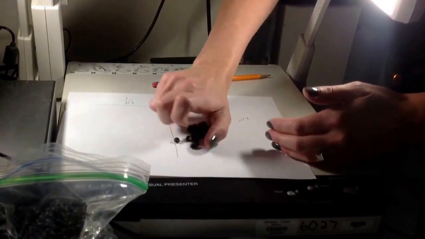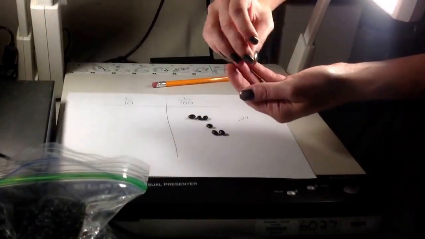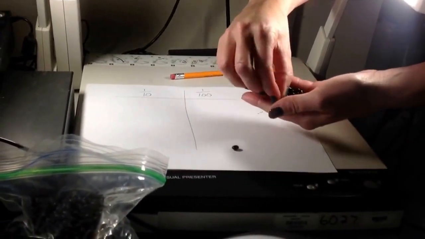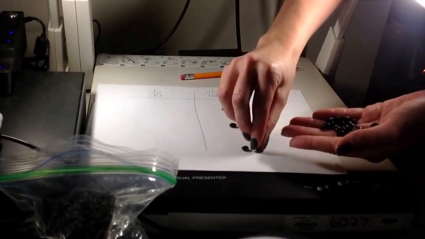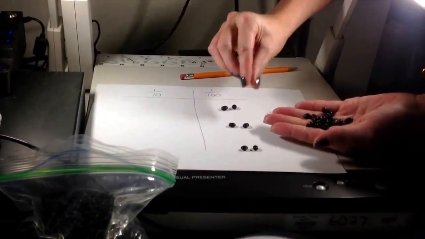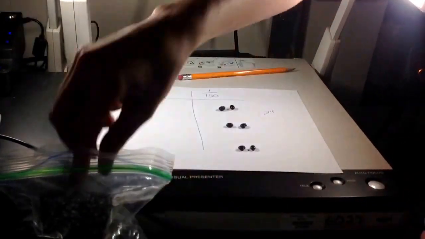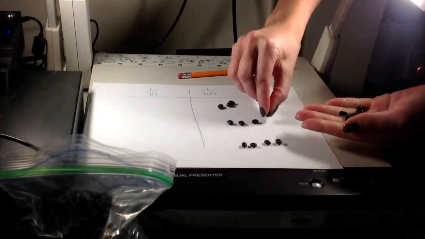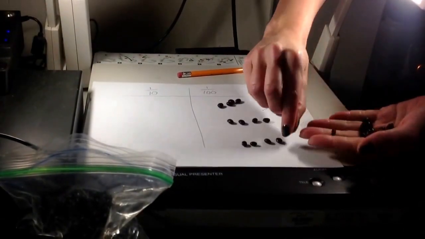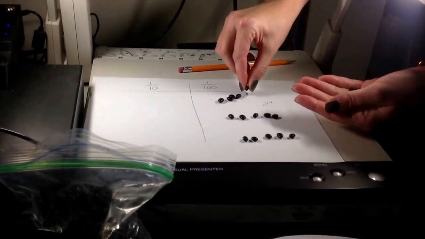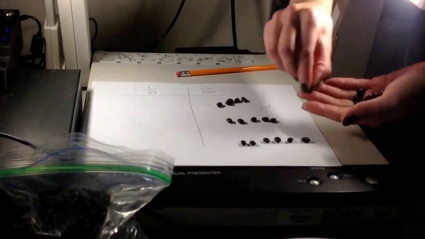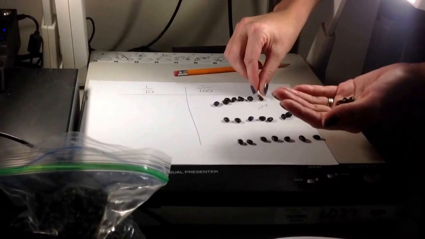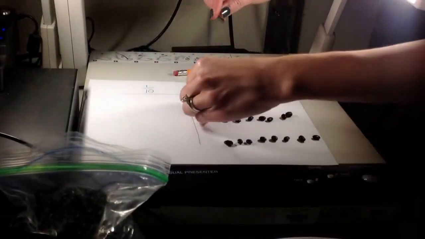So I can take my 24 hundredths, and again, I'm only working in the hundredths column. I'm going to make 3 piles. So 1, 2, 3, 1, 2, 3, and so on, until all the beans are distributed.